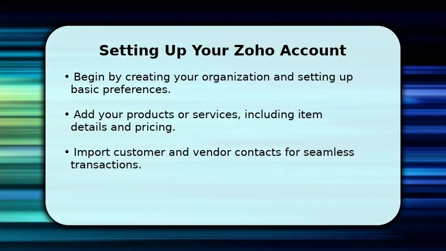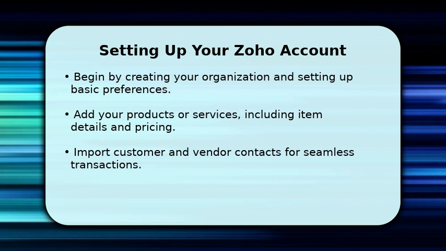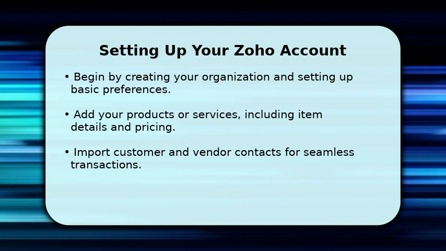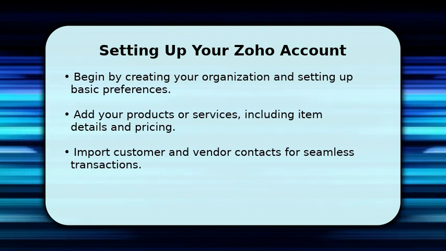To begin, you will set up your organization within Zoho Inventory, configuring essential details like currency and tax preferences. Next, it is crucial to add all your products or services, specifying item names, stock keeping units, and pricing information. Finally, import your customer and vendor contacts to ensure smooth sales and purchase order creation. This foundational setup takes only a few minutes and is vital for accurate record keeping.